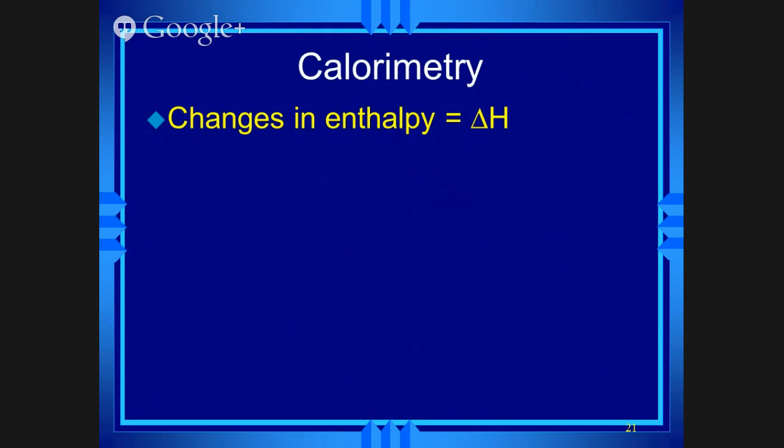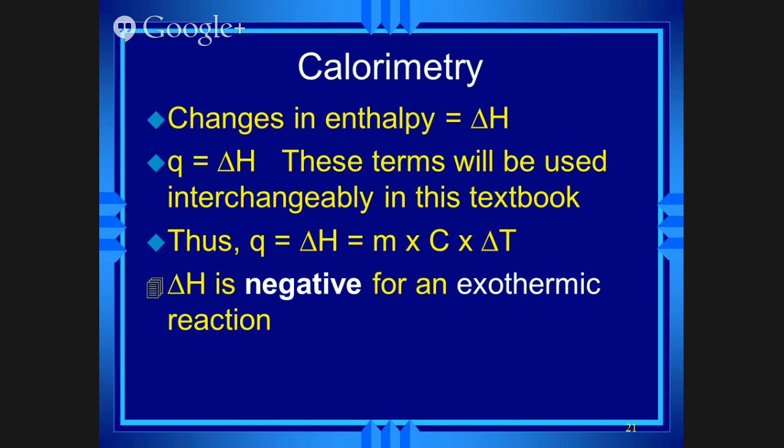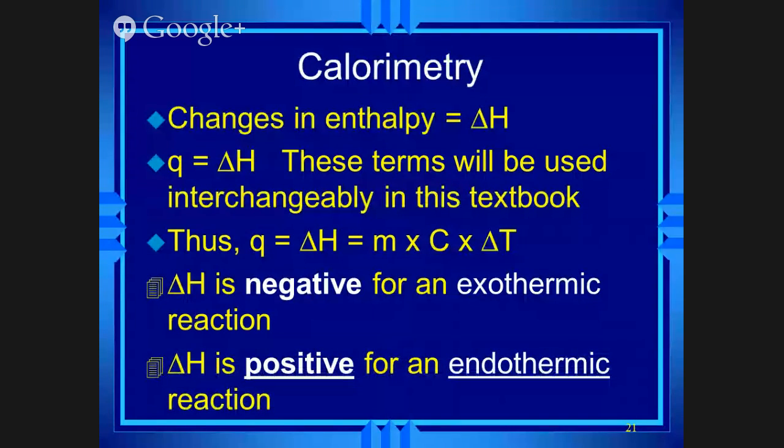Changes in enthalpy equal delta H. Q equals delta H. For our purposes, these terms will be used interchangeably in the textbook. Thus, you could have also said delta H equals mc delta T. And again, delta H or Q is negative for exothermic because it's dependent on delta T. Exothermic, releasing heat, means it gets colder, so the final temperature would be less than the initial temperature. A negative delta T means a negative delta H or negative Q. Delta H is positive for endothermic reactions.